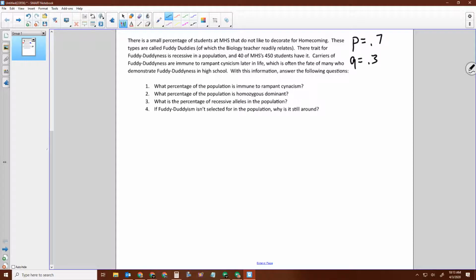And now I can answer that question. What percentage of the population is immune to rampant cynicism? Well, the percentage of the population that is immune are carriers, because carriers are immune, and those carriers are heterozygous. The percentage of heterozygous individuals in a population is equal to 2pq. And we're not going to get the calculator out for this one. That 2pq is 42%.